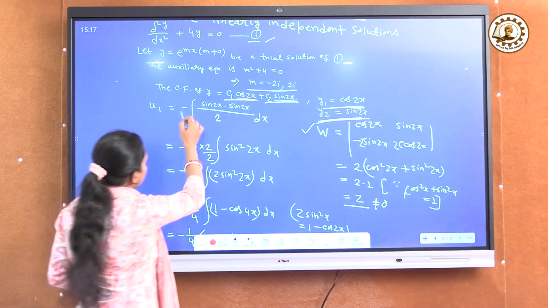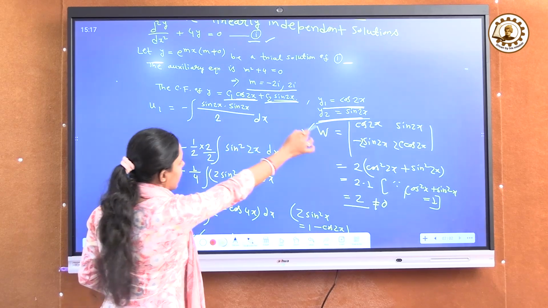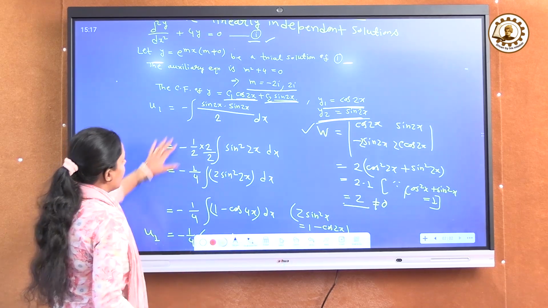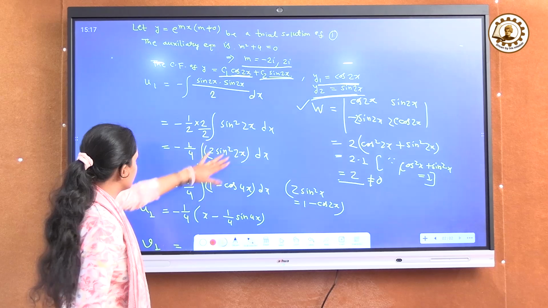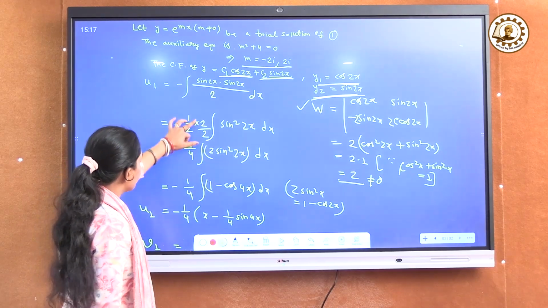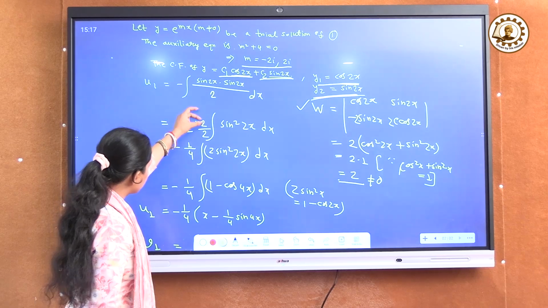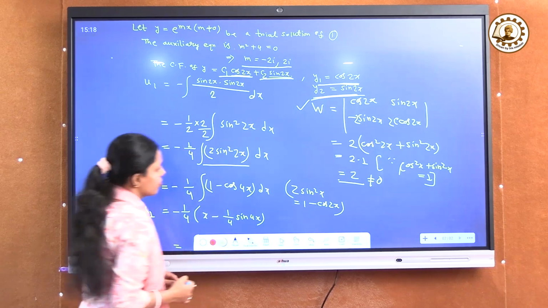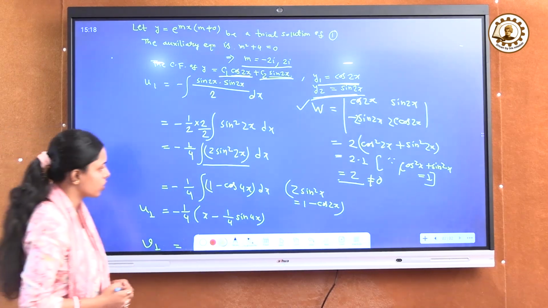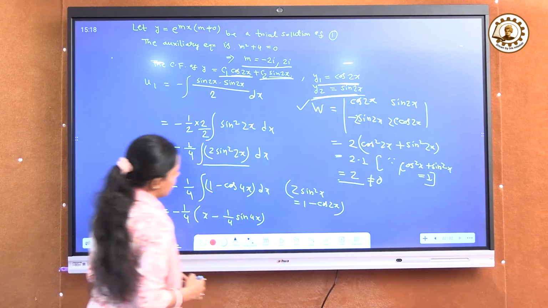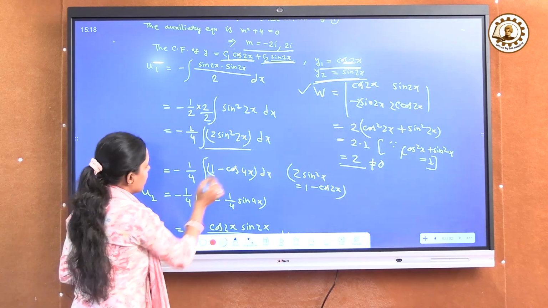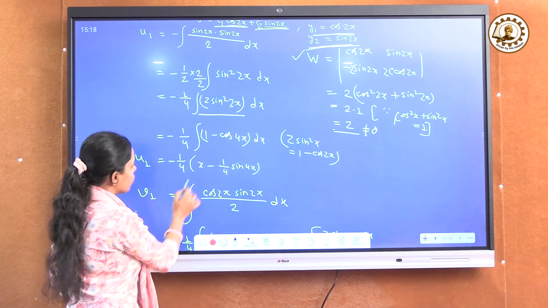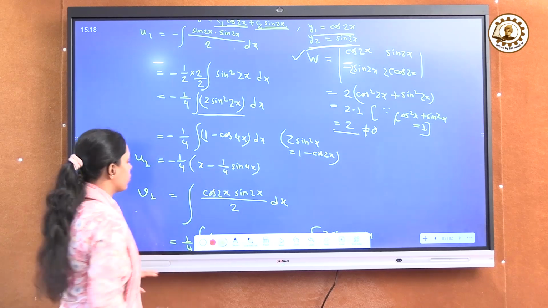Then u1 = minus the integral of sin 2x times y2, that means sin 2x, divided by W, the Wronskian value 2. After this we calculate the integral of sin square 2x, using the formula 2 sin square x = 1 minus cos 2x, which we all know from our HSS. So we apply 1 minus cos 4x and integrate, and we get u1 = minus 1/4 x minus 1/4 sin 4x.